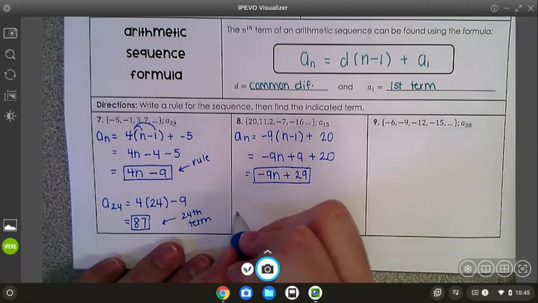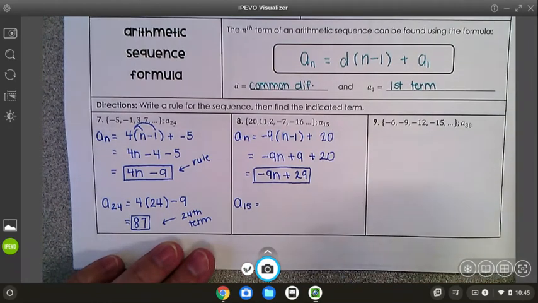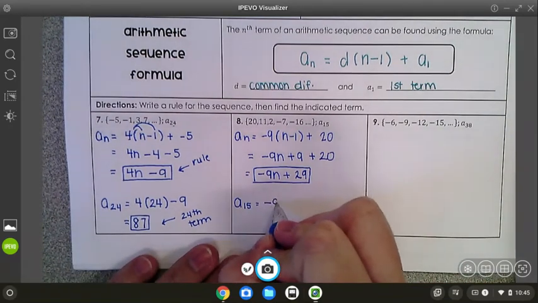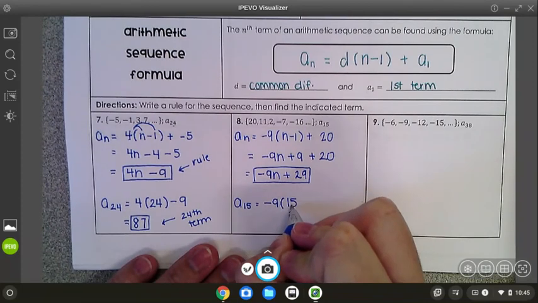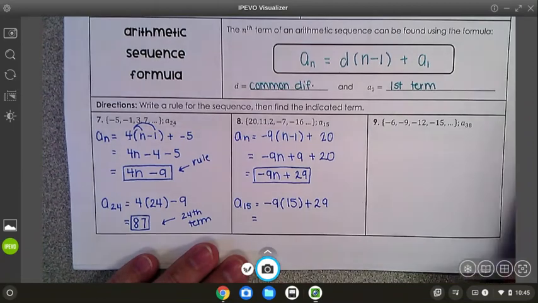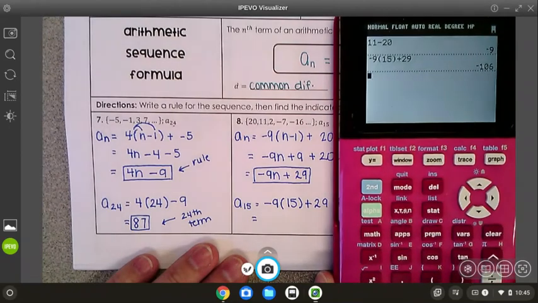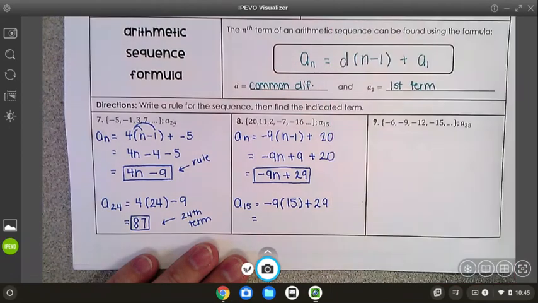And then it asks for a sub 15, which is the 15th term. So -9 times 15 plus 29. We get -106.